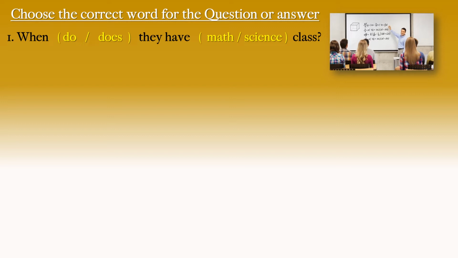Oh, now this is not easy, is it? They look the same. But here we can see lots of numbers. So I think this is math class. So number 1 would be, when do they have math class? Do you understand? Yes? Okay, let's try number 2.